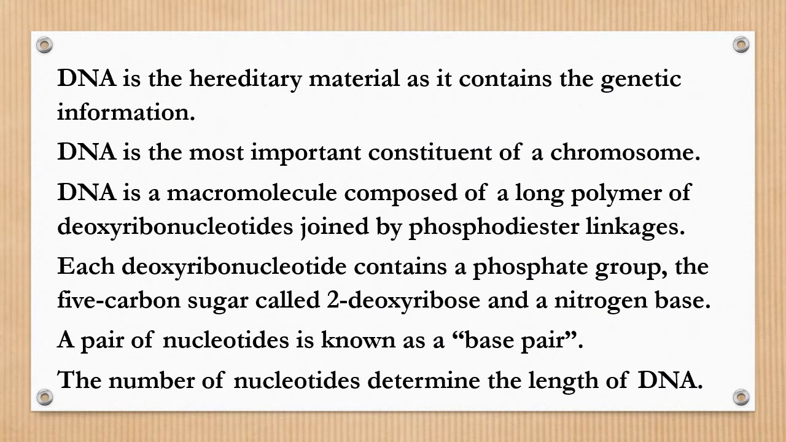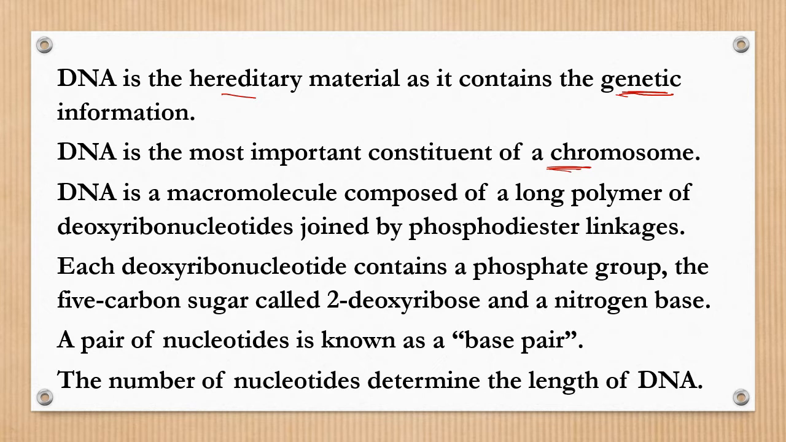DNA is the hereditary material as it contains genetic information. So here you will get one question: why is DNA considered as hereditary material? Because it contains genetic information. That's why DNA is considered as hereditary material. Now, DNA is the most important constituent of the chromosome.